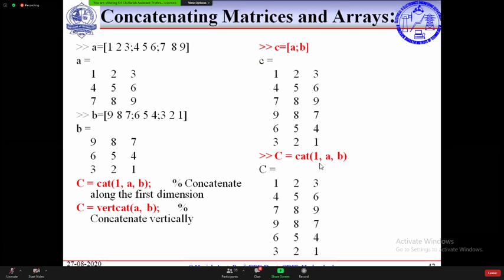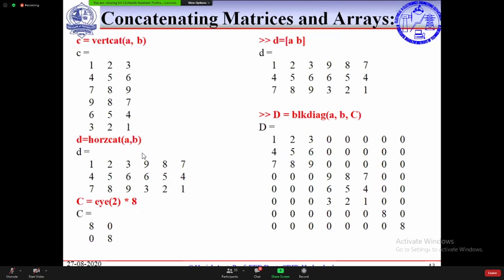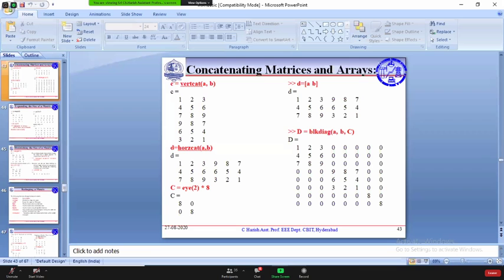Concatenation, cat of 1 comma A comma B. A comma B, if I want to arrange this in another way, what is the command I have to give? Cat 2 comma A comma B. Okay, let me check this one. Whatever you say, I'll type it.